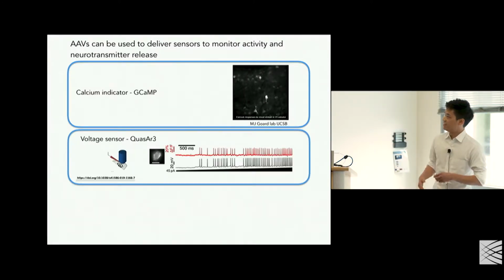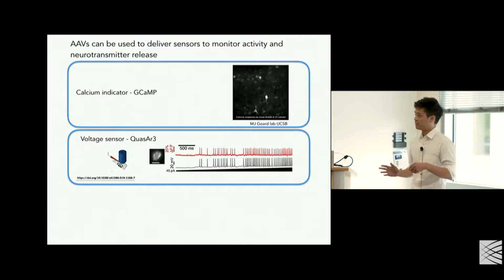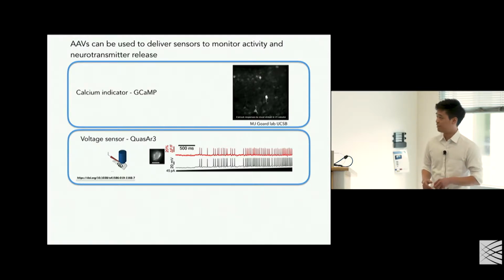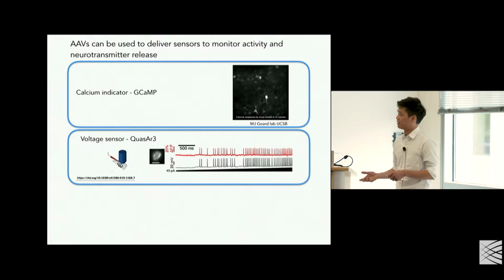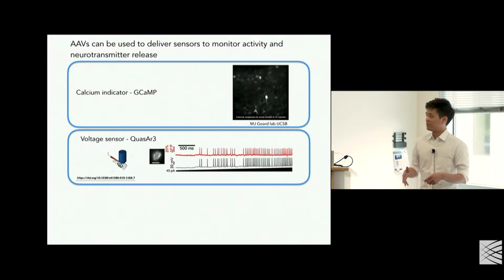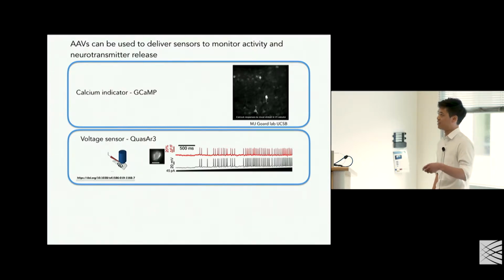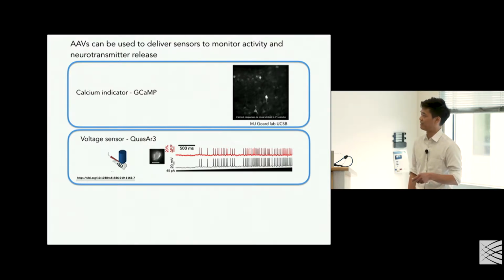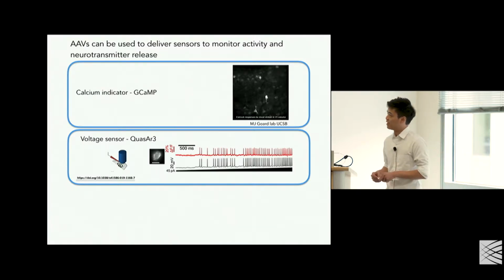Another type of sensor that AAVs can deliver are genetically encodable voltage sensors. In the middle here, Quasar 3, a voltage sensor developed by Adam Cohen's lab at Harvard, can sense membrane potentials and relate changes in membrane potential in the form of fluorescence. The researchers are simultaneously measuring fluorescence of a cell while patch clamped onto the cell. You'll see that changes in fluorescence in red correlate with the changes in electrical activity of the cell seen in the traces in black.